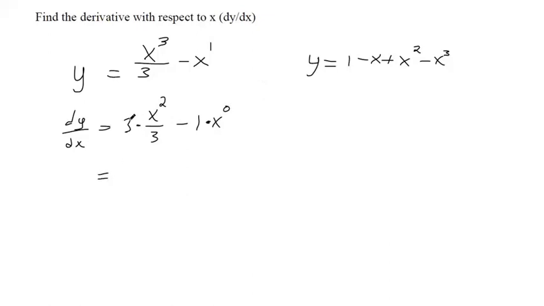So let's clean that up a bit. 3 times something over 3, those cancel. So we've got x squared, and then x to the 0 is 1. So this is just minus 1 over here. That's the derivative of x to the third over 3 minus x with respect to x. Okay, so that's the power rule, where the power comes down, multiplies, and then gets reduced by 1.